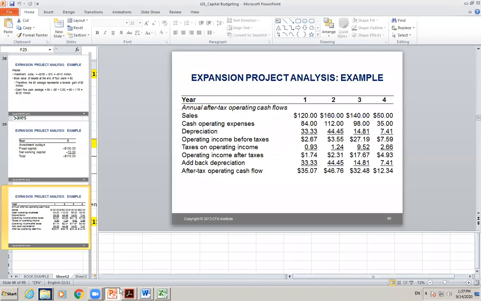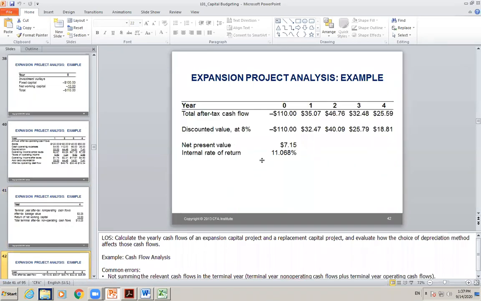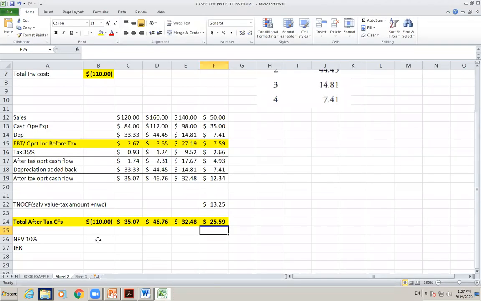Let's check it. So total operating cash flow here, they calculate it. And our total after-tax cash flow are here, exactly same. You can do it manually, the discounting at 8%, then add them up and subtract the investment cost. And once you're doing Excel, then it's better to use the NPV function. But here with difference, it's not 10%, it's 8%. Okay.